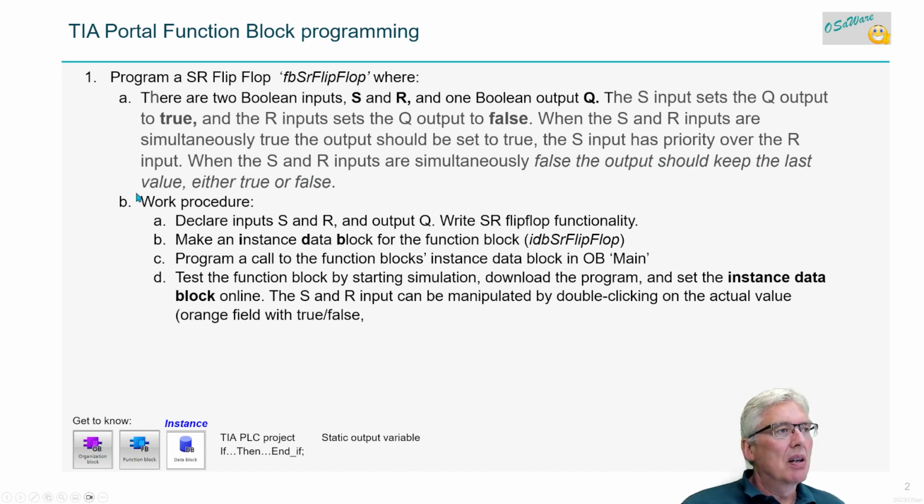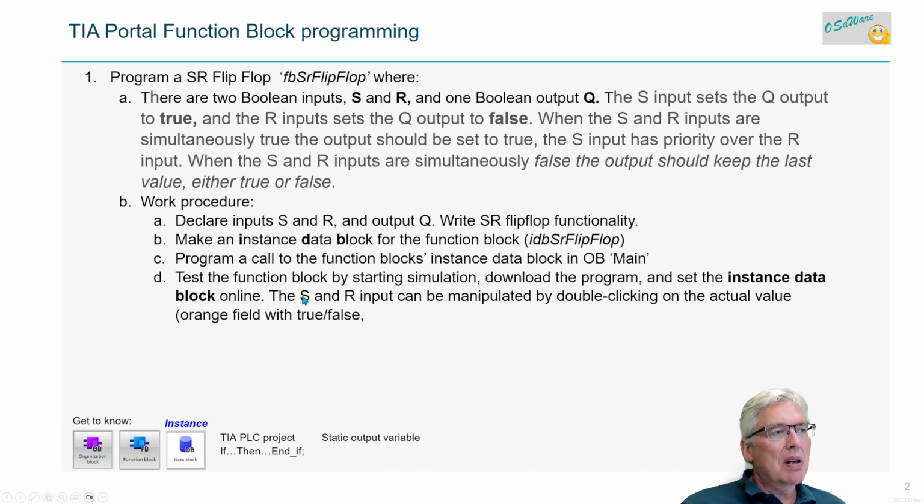Work procedures. Make a function block, of course. You have to program this one. Declare inputs S and R, output Q. They are Boolean. Write the SR flip-flop functionality. Instance data block, IDB SR flip-flop. Program a call to the function block instance in OB Main, and test by starting the simulation, downloading the program, and setting the instance block online.